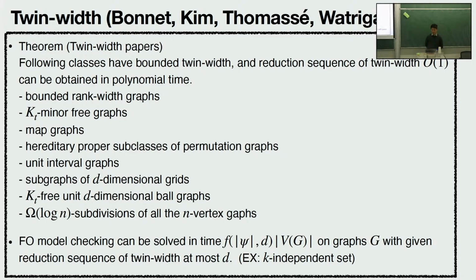So it seems like twin-width is a good parameter somehow. And they also prove that if you take an FO transduction of bounded twin-width graphs, then it still has bounded twin-width. Especially, map graphs have bounded twin-width, and some other classes have bounded twin-width. And they prove a meta-theorem that FO model checking can be solved in linear time, for instance, k-independent set for fixed k.